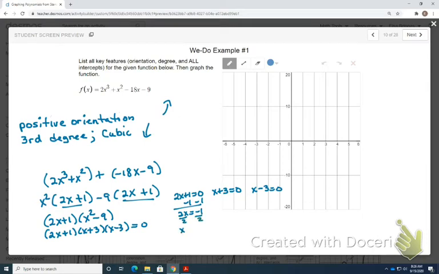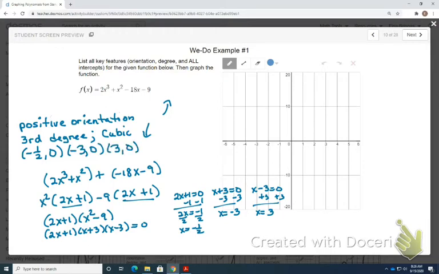we get x equals -1/2, x equals -3, and x equals +3. And we need to write those as intercepts. So intercepts would be (-1/2, 0), (-3, 0), and (3, 0).